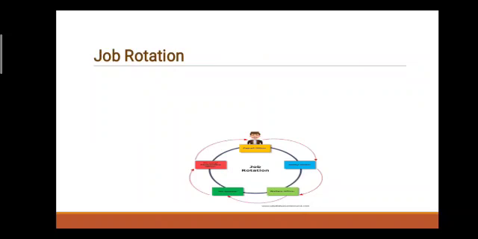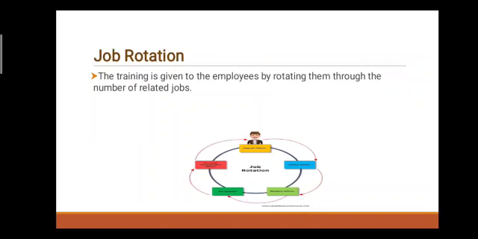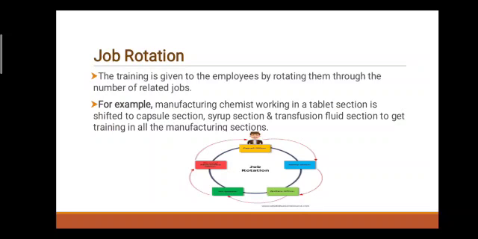Fourth, job rotation. The training is given to the employees by rotating them through a number of related jobs. For example, a manufacturing chemist working in the tablet section is shifted to the capsule section, then the syrup section and the transfusion fluid section to get training in all the manufacturing sections.